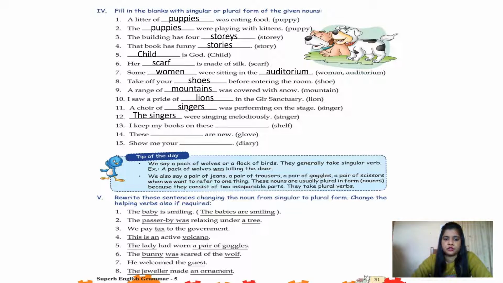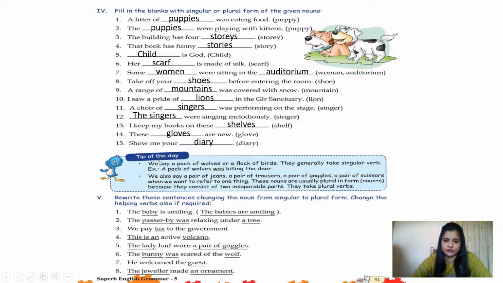I keep my books on these shelves. Children, these is showing plural, so we will write here shelves. Again, it is written these, so we have to write plural. These gloves are new. Show me your diary. Children, in fact, we can write both here: diary or diaries. Show me your diary. Show me your diaries. Both are correct.